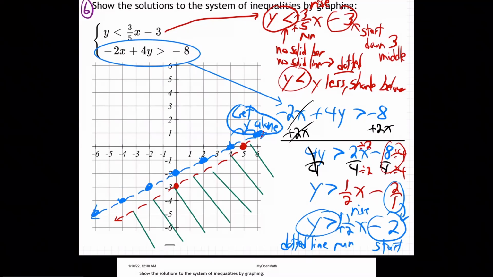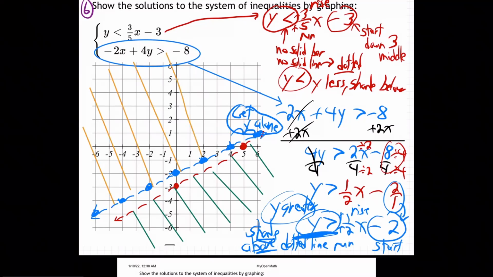So there we go. Those lines are close together, aren't they? And where's the shading on that one? Well, it says greater, doesn't it? Greater, shade above. Greater things are above, lesser things are below. So I'm going to shade above that line. So it's above that line, below the other line.